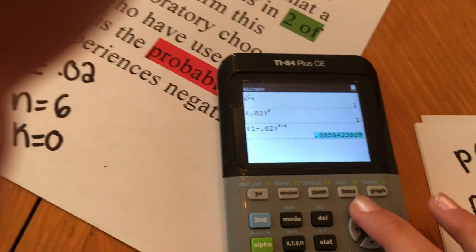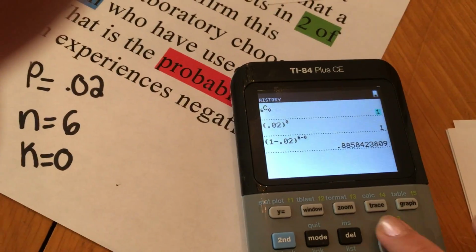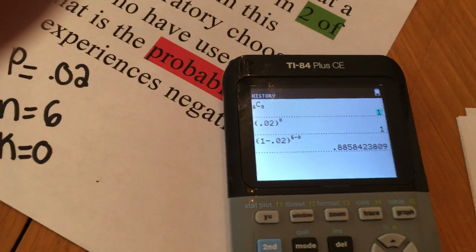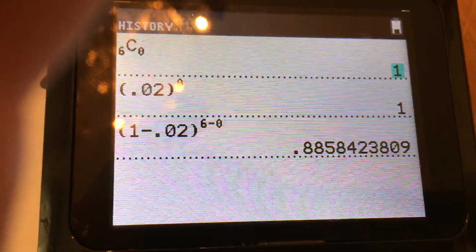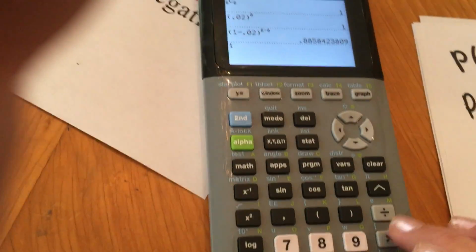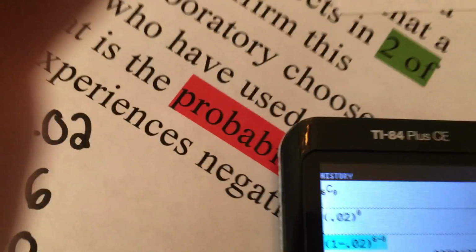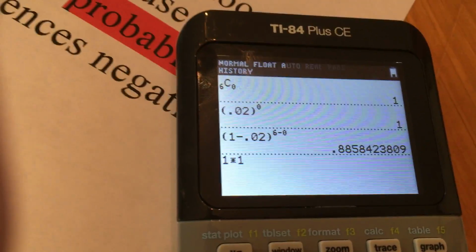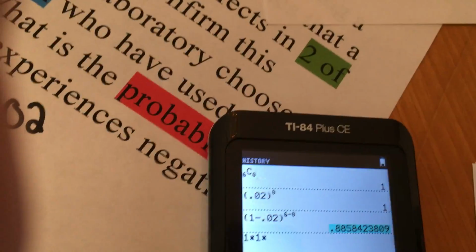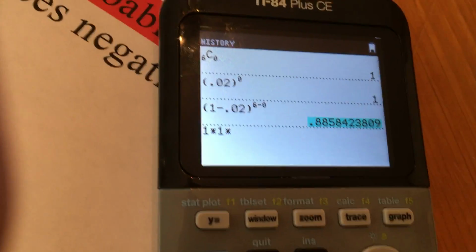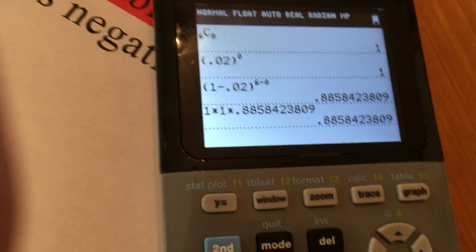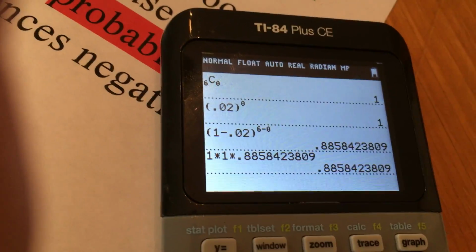And then you'd use the arrow keys to scroll up, and once your answer is highlighted, you can hit enter and it'll bring it back down to you, and then you hit multiply, and then you just do the same for each until you get your final answer. So then again, hit multiply, highlight your answer that you got before, and then hit enter to bring it down, and then hit enter to get your final answer. And multiply all three parts of the equation together.